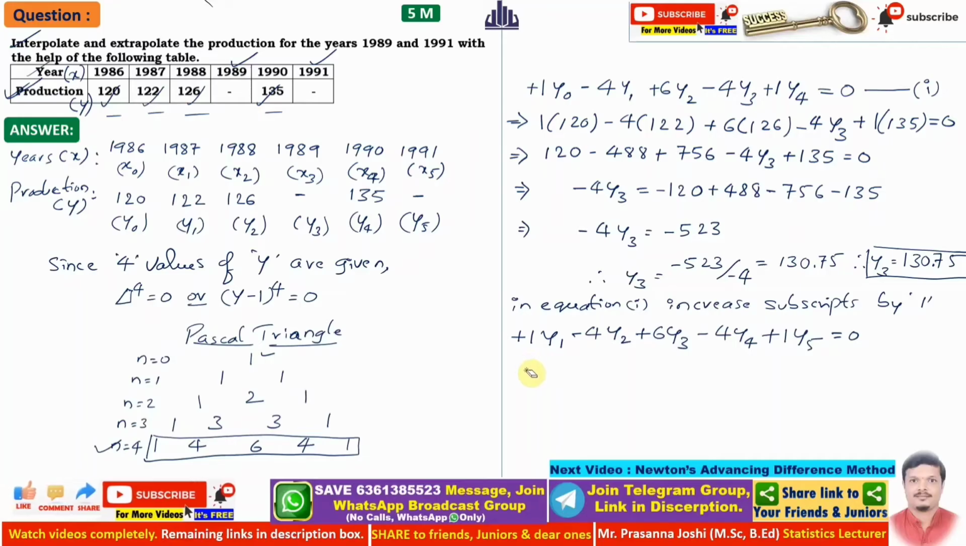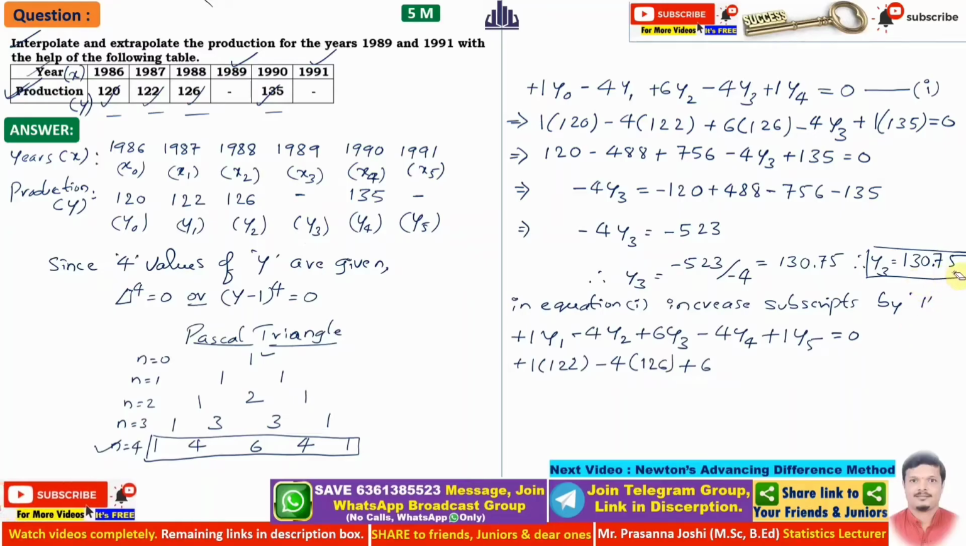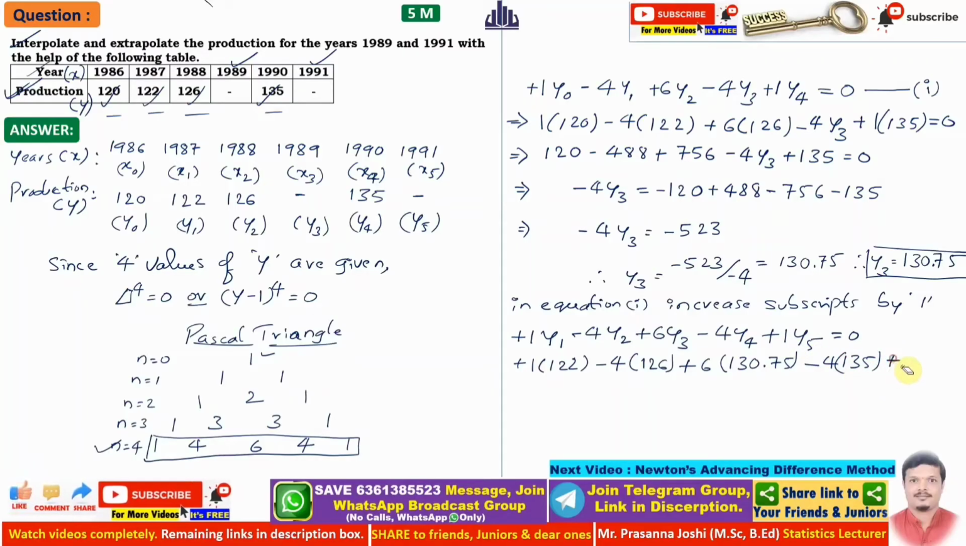Let us substitute these values. Plus 1 y1, y1 is 122, minus 4 y2, y2 value is 126, plus 6 y3, y3 we have just calculated to be 130.75, so that can be substituted, 130.75. Then minus 4 y4, y4 is 135, then plus 1 y5 to be calculated. So y5 we shall write it as it is, equated to 0.